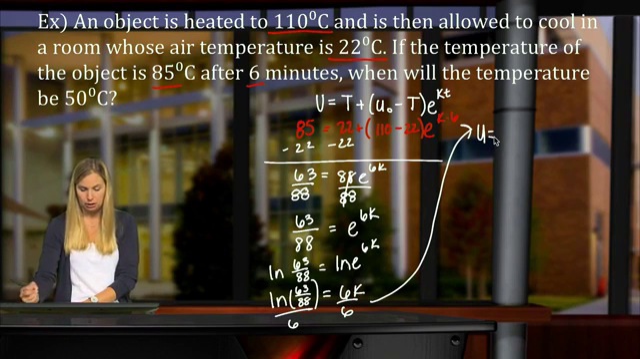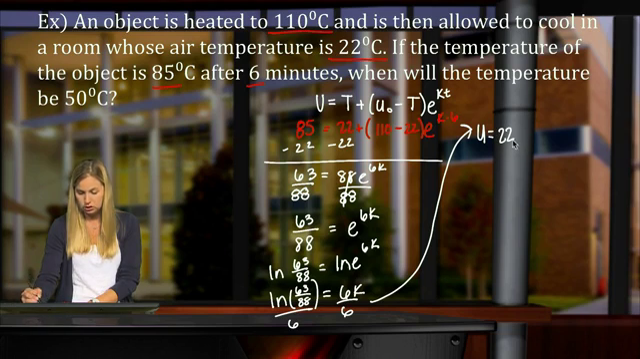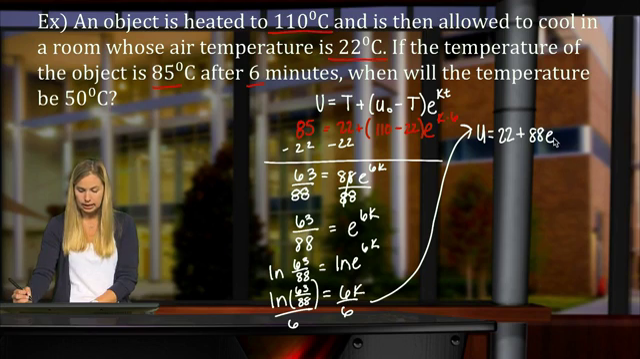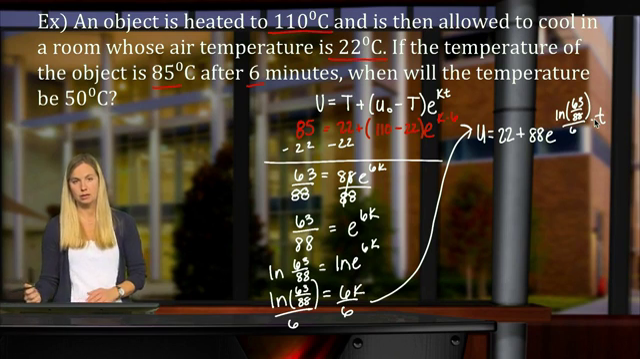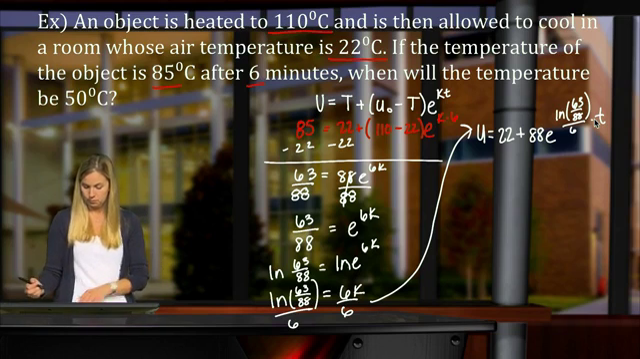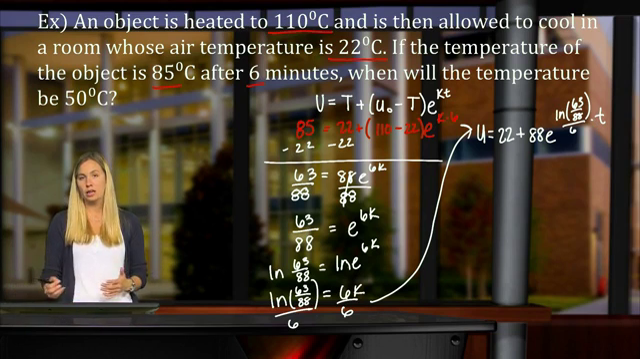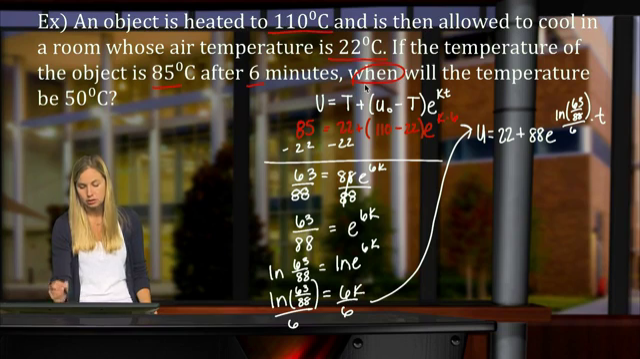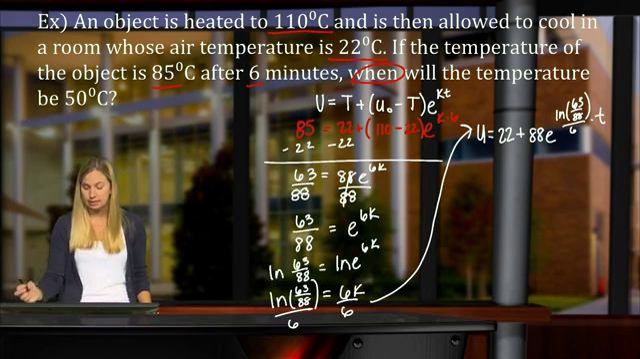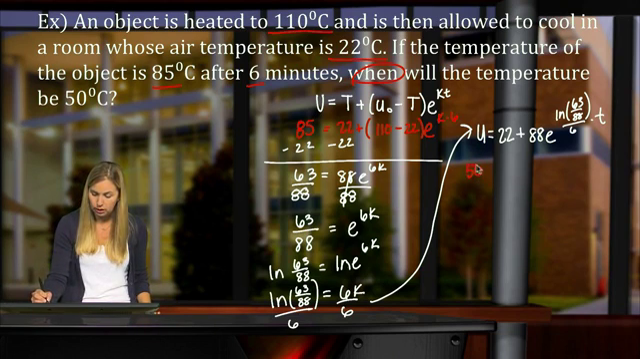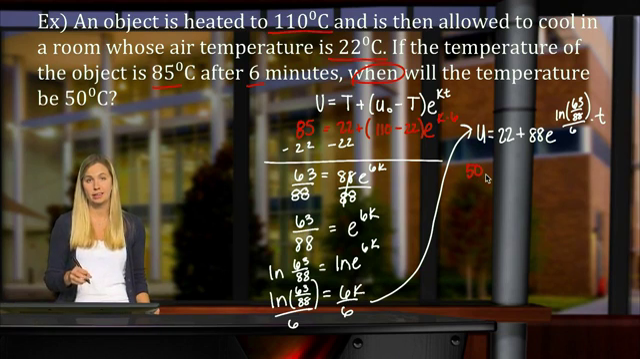So U is equal to 22 plus 88e to this natural log 63 over 88 divided by 6 times t. They want us to know when, which is telling us we're solving for time, will the temperature be 50 degrees Celsius. So they're telling us what the value of U is. They want us to find the value of T.